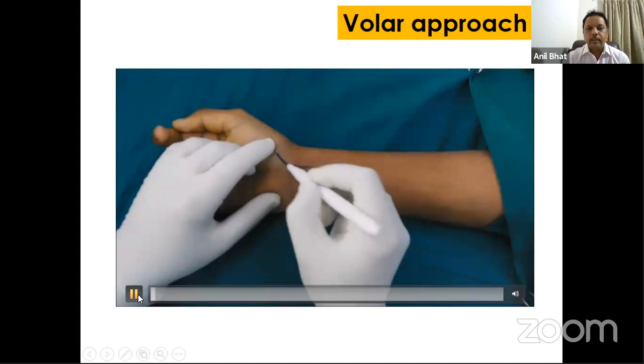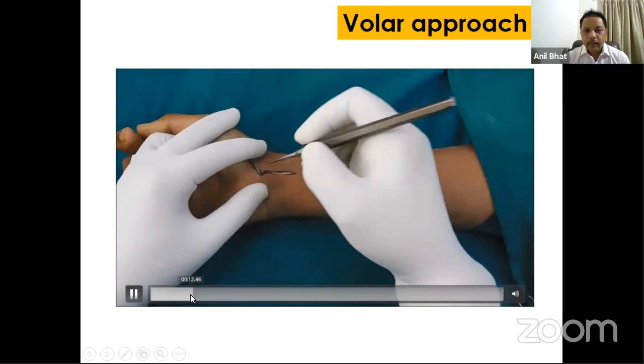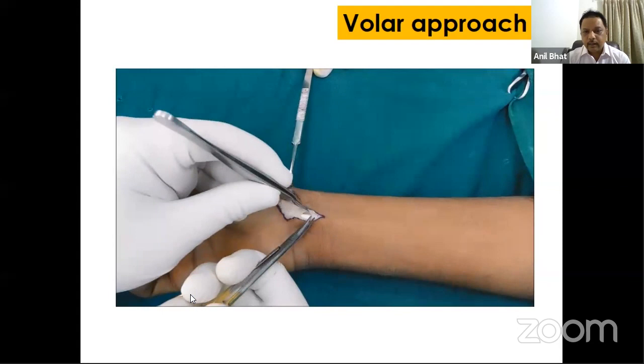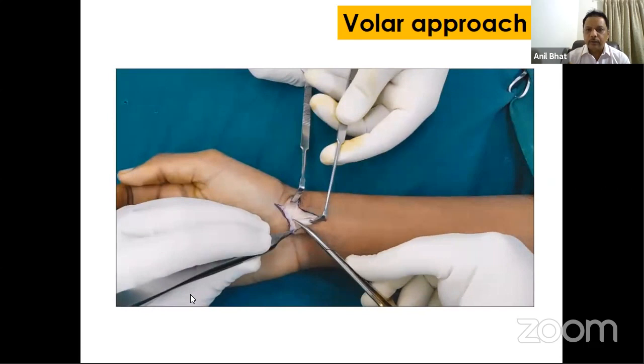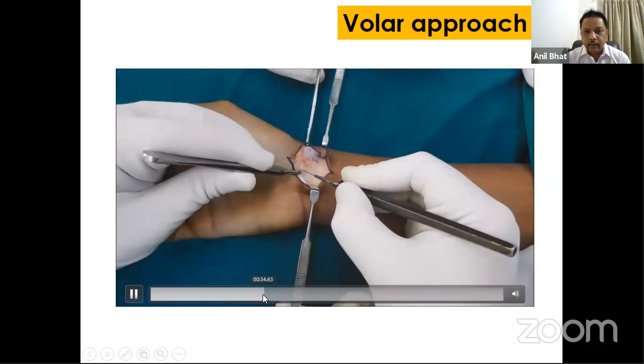It's a small hockey stick or J-shaped incision there, right? What we go through is the FCR tendon sheath. That is the sheath covering the FCR tendon, both palmar and dorsally. So just retract the tendon and then you need to go through the wrist capsule. If you look carefully there, I'm just dissecting. So this is the capsule here.